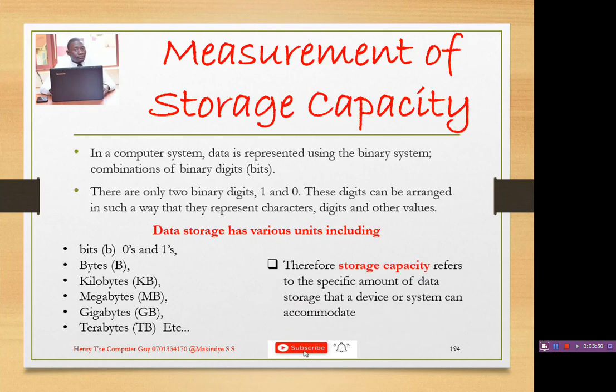They're telling us that storage capacity refers to the specific amount of data that a device or system can accommodate. For example, if you have a CD, it will indicate, let's say, 700 MBs. If you have a DVD, it will indicate, let's say, 4.7 GBs. That amount of data that a device can accommodate or hold is what we call the storage capacity.